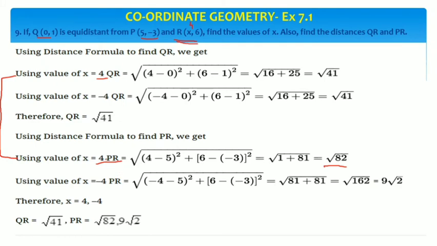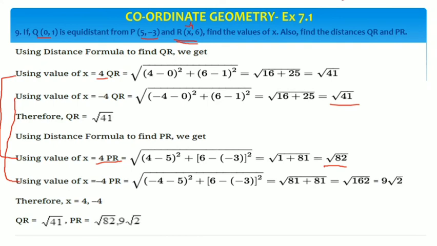Now in the second case we have obtained the value for x to be minus 4. Now we will take x to be minus 4. Then we will again find QR. Q and R, it will come root 41. Then we will find the value for PR. It will come 9 root 2. So this is the value for QR and PR for the second case when x equals minus 4. So this way we can find the value of QR and PR.